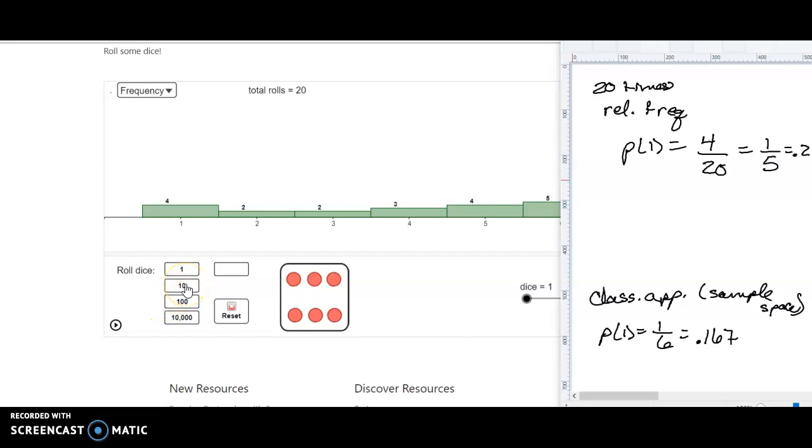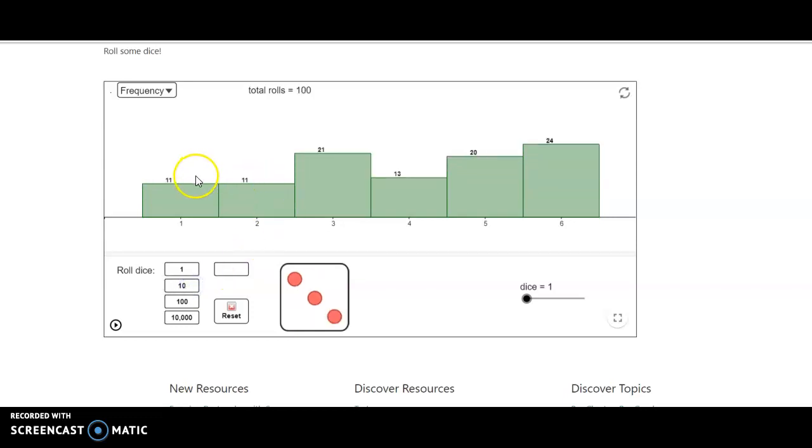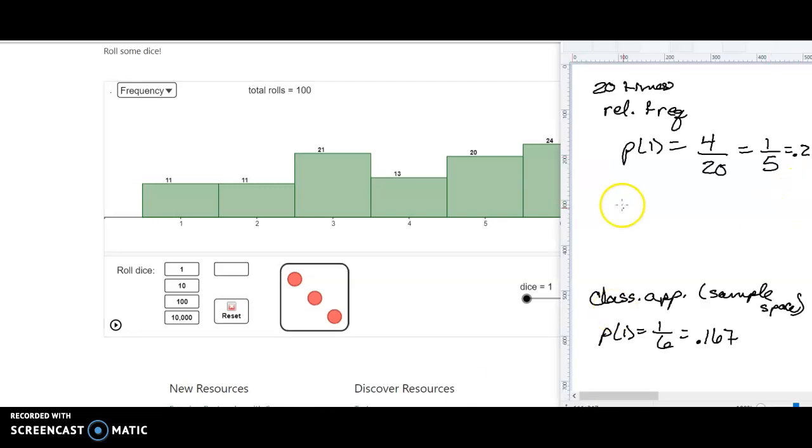So what if we were to roll it more? Now I'm going to change this. I'm going to keep going until I get to 100. So now we've rolled it 100 times. Still using that relative frequency approach, right? The probability of getting a 1 now is 11 out of 100. That's what our experiment says. And 11 out of 100 is 0.11. So you can see how our probability changed because we're using that relative frequency approach.